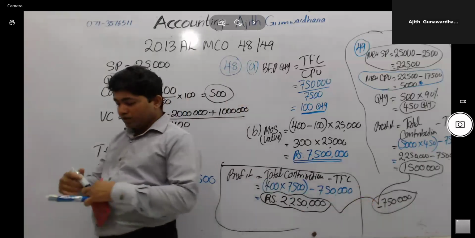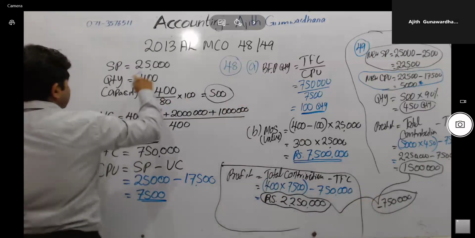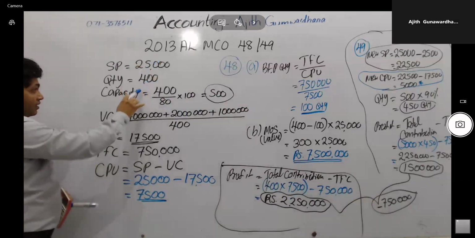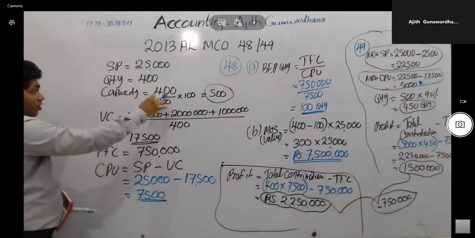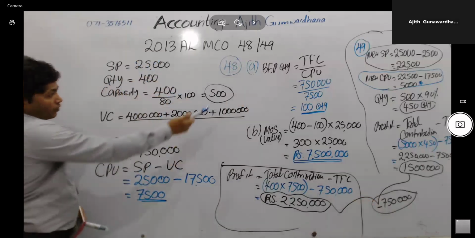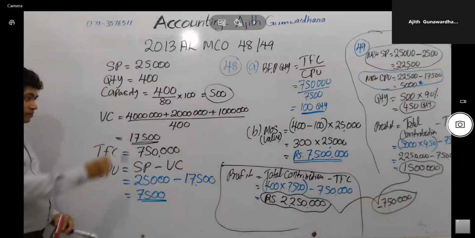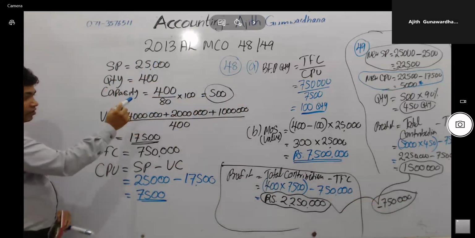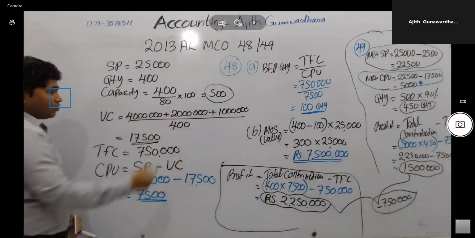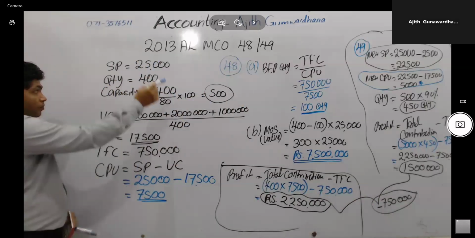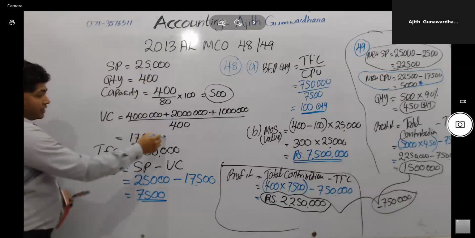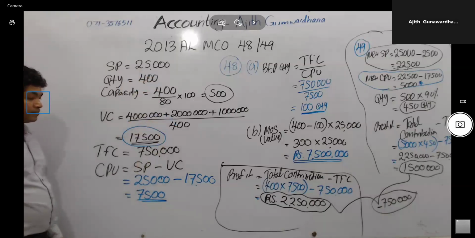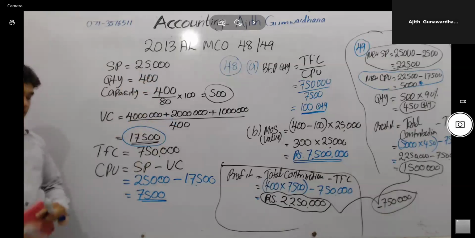Very important, relevant for CBT analysis. Selling price is given, quantity is given. Capacity is also given. Current sales quantity equals 80% of its capacity. Therefore, think how to calculate total capacity also. And variable cost is given as raw material, direct labor, and variable overheads. It is relevant for 400 quantity. Therefore, variable cost per unit can be calculated. This is the variable cost per unit. It does not change when quantity increases or decreases.